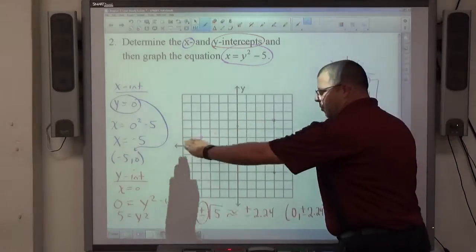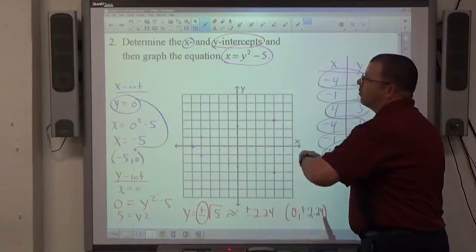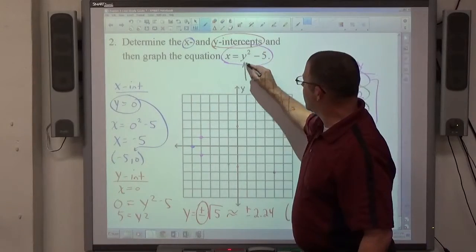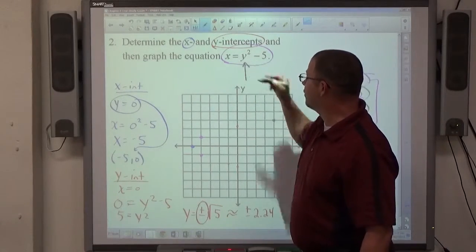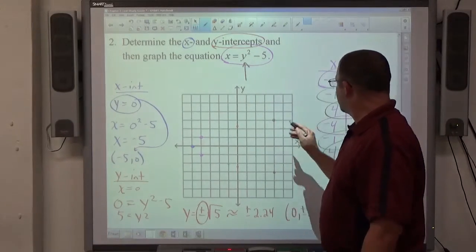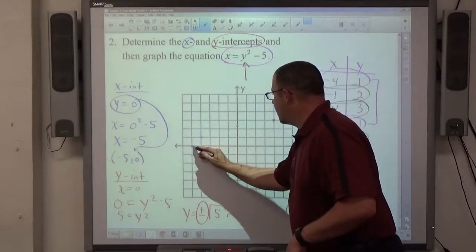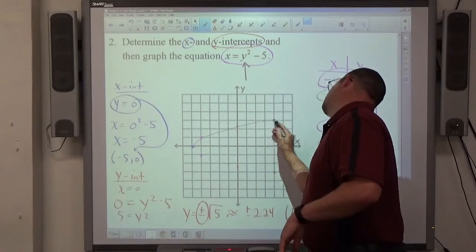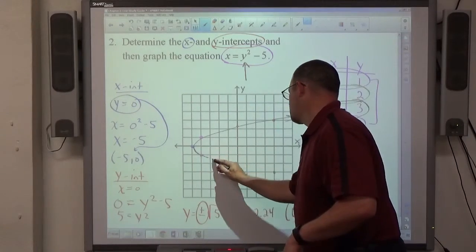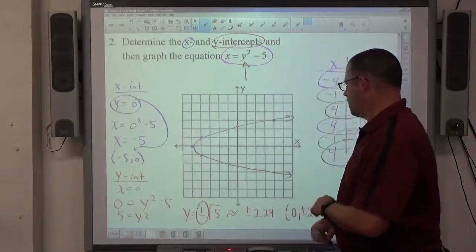The graph is a parabola. It turns to the right, which we should expect since y is squared. It turns left to right, and it's positive in front of it, which makes it turn to the right. So some of the stuff we learned about parabolas also comes into play. What's left to do is connect the dots with a nice smooth curve. And there's our graph.